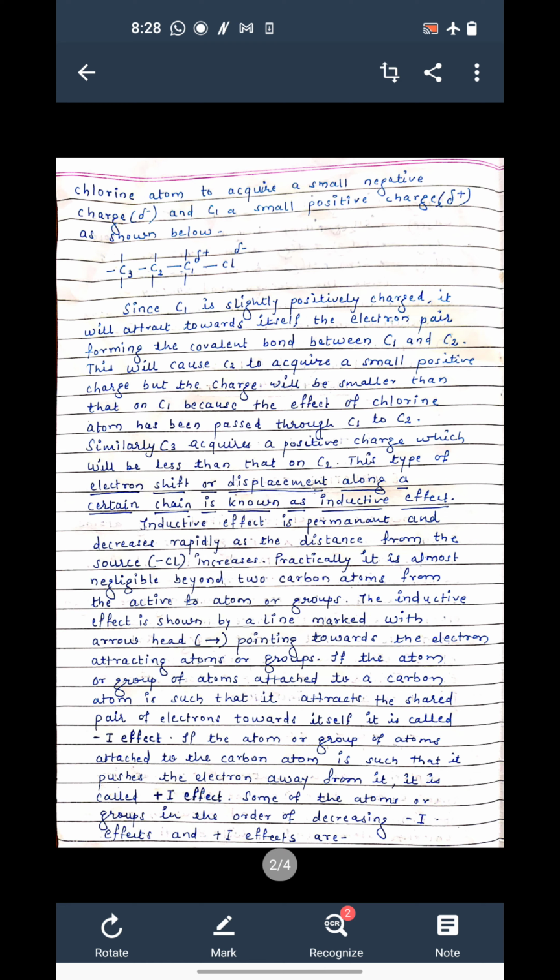If the atom or group of atoms attached to the carbon atom is such that it attracts the shared pair of electrons towards itself, then it is called a minus I effect. And if the atom or group attached to the carbon chain is such that it pushes or donates electrons away from it, then it is called a plus I effect. Some of the atoms and groups in order of decreasing effect, minus I effect and plus I effect, are like that.